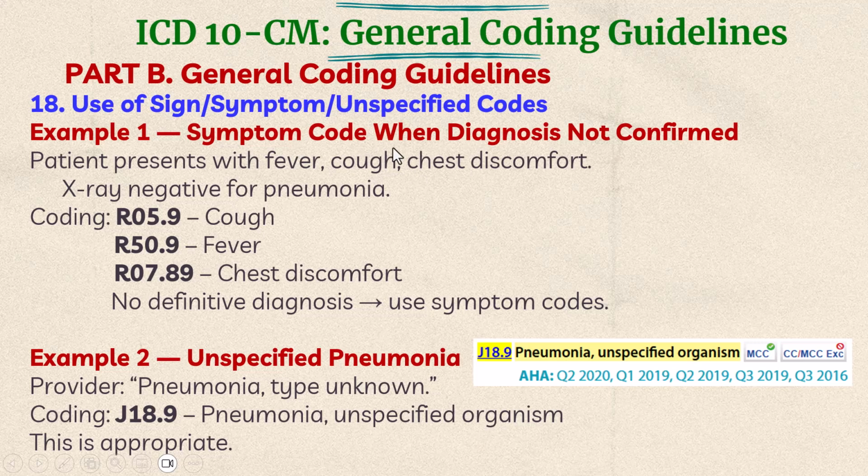Example 1, symptom code when diagnosis is not confirmed. A patient presents with fever, cough, chest discomfort, X-ray negative for pneumonia. In that scenario, you have to code for the symptoms. For example, R05.9 for cough, R50.09 for fever, R07.89 for chest discomfort. So there's no definitive diagnosis, you have to use the symptoms. On the other hand, if the provider documents pneumonia, you have to use J18.9, that is pneumonia, unspecified organism. So this is the appropriate code.